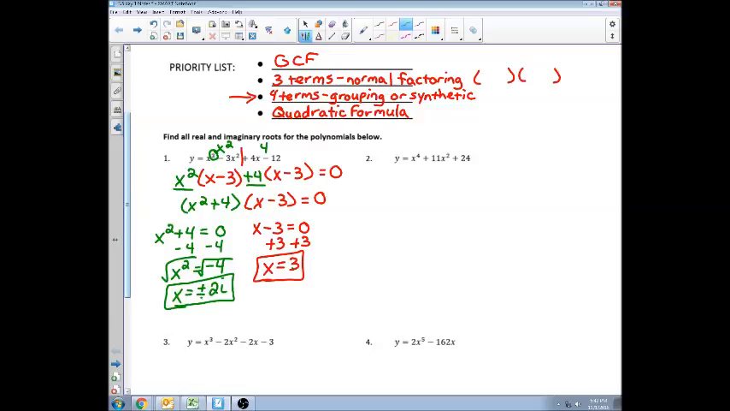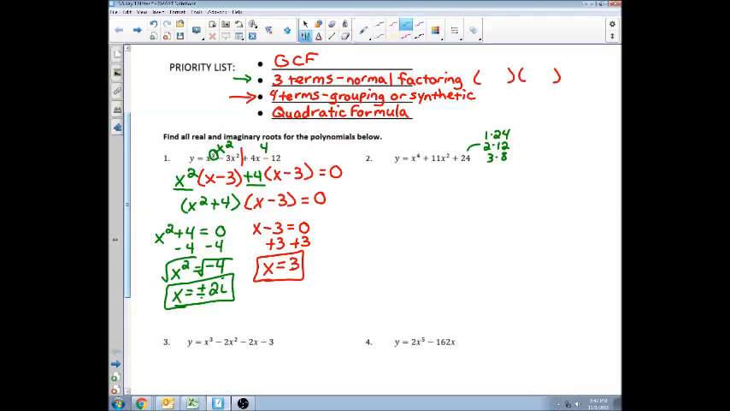All right. On to number 2. Number 2, I have 3 terms. 3 terms tells me I want to use normal factoring. The first thing in normal factoring is GCF. Well, there's no number in front of the x to the fourth. There's no x behind 24. So that means that there is no GCF. But I'm looking for something that I can multiply to 24. So 1 times 24, 2 times 12, 4 times 6. I missed one, I'm sorry.